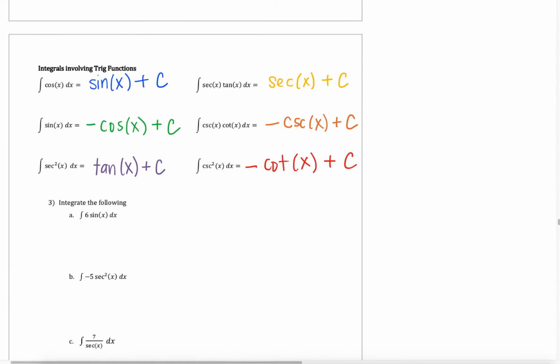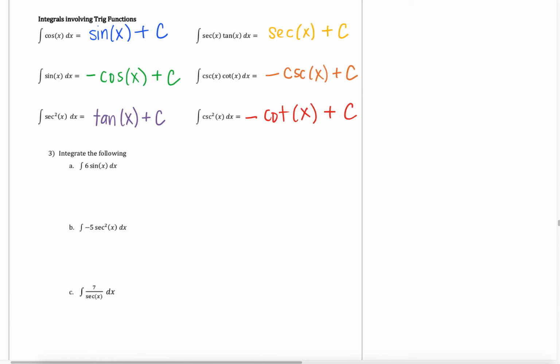Okay, now the next part of this video is we're going to bring back some trig functions. So at the top of this page, we have 6 more basic integrals, and all of these integrals are based off of the derivatives that we learned last semester. So for our first one here, the integral of cosine is equal to sine, and that's because last semester we learned that the derivative of sine is equal to cosine.